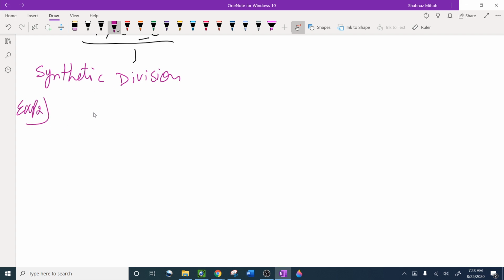Okay, the question is x cubed minus 7x minus 6 divided by x plus 2. I have to divide and use synthetic division. So how are we going to do synthetic division?